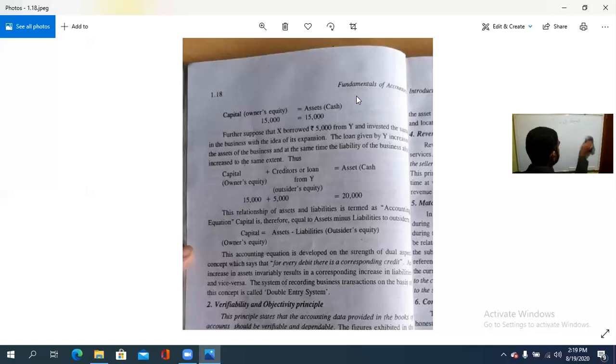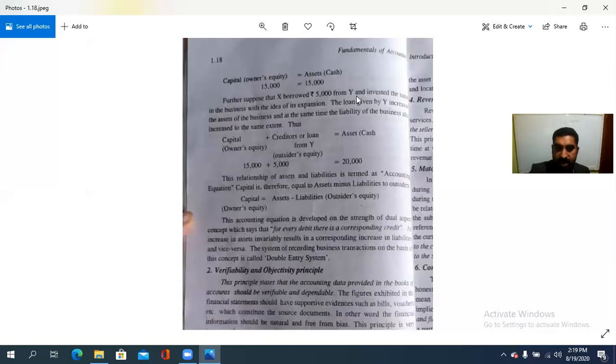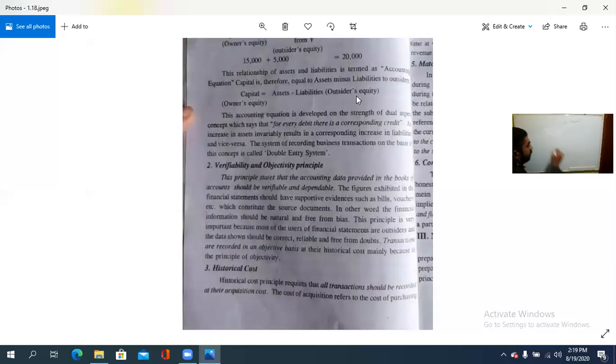Clear this with the dual aspect? So there, for every transaction, there will be a debit aspect and credit aspect, or the giving aspect and the receiving aspect. Debit aspect is the giving aspect and receiving aspect is the credit aspect. Okay, so that is with the dual aspect. Next is what? Verifiability and objectivity principle.